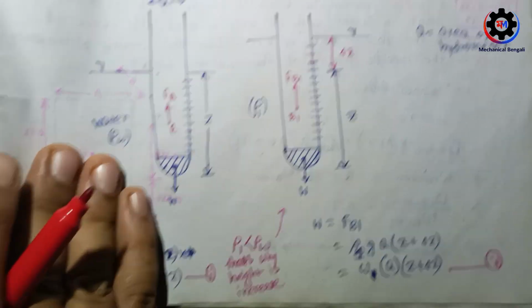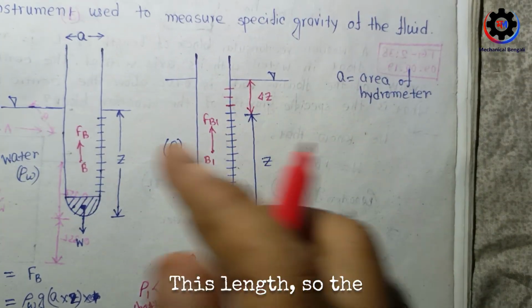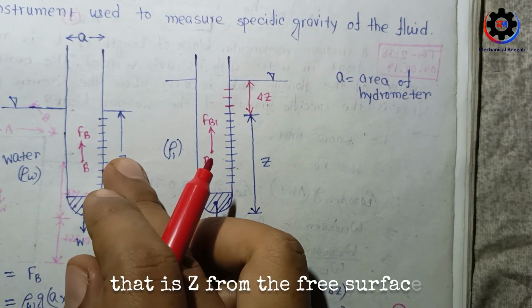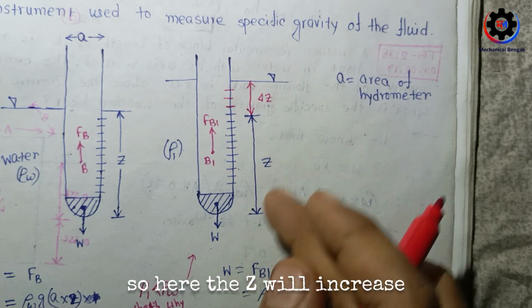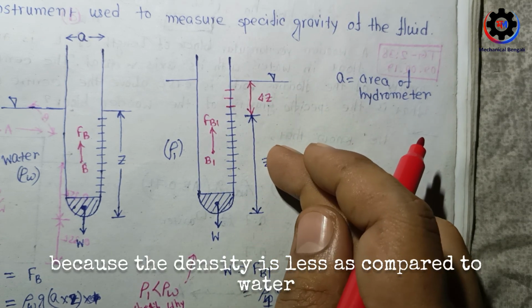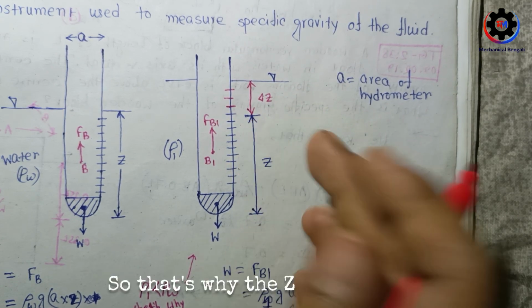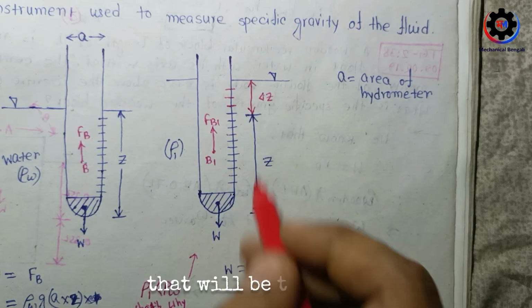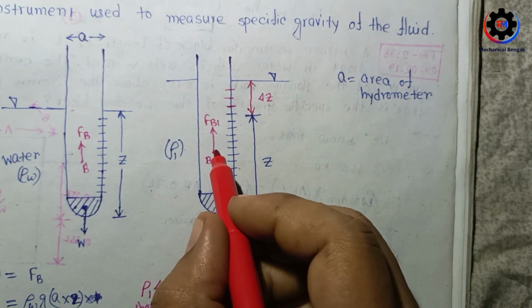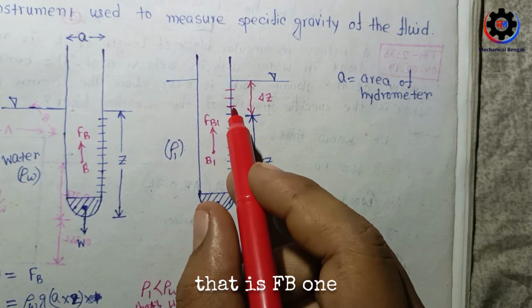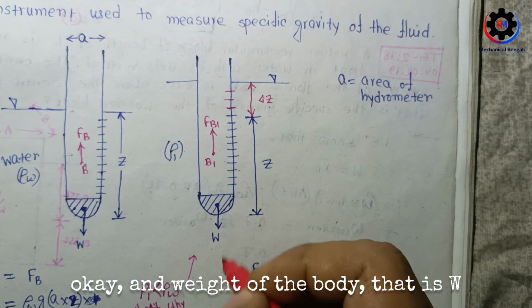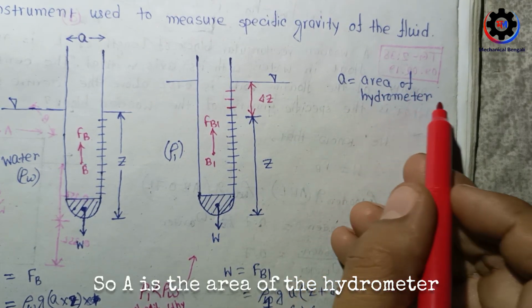So what will happen? Here the height Z from the free surface will increase because the density is less as compared to water. So that's why the height is Z plus delta Z, and here the buoyancy force is AB1, and the weight of the body is W. A is the area of the hydrometer.